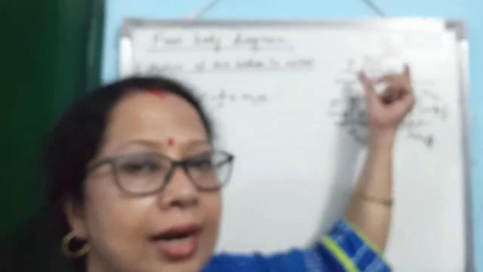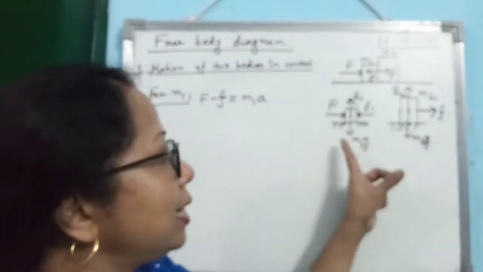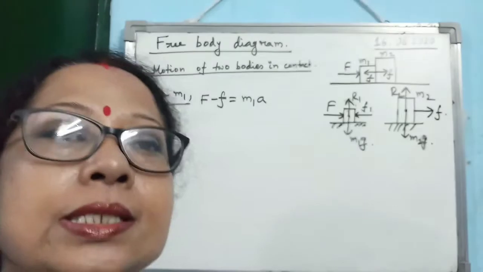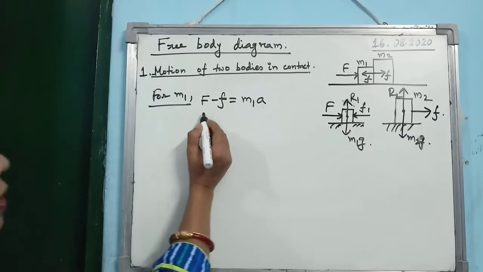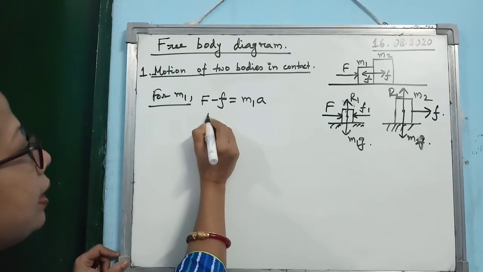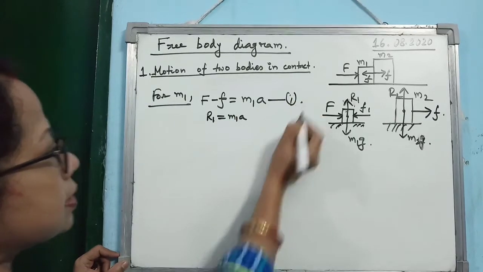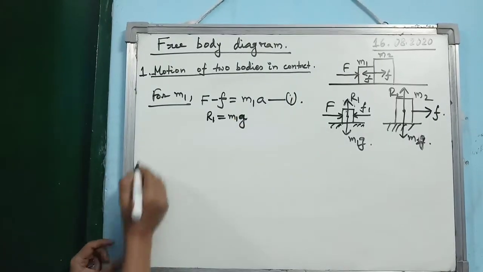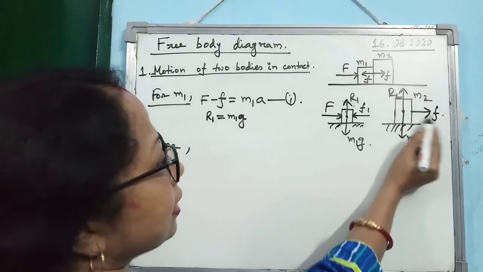Actually, the two bodies are in contact, but we have drawn them separately. So these separate diagrams for each body showing all the forces acting on it is known as the free body diagram. So what are you getting? F minus f is equal to M1A, and you can write R1 equal to M1G. This is equation 1. Now for M2, only f is acting, alright.